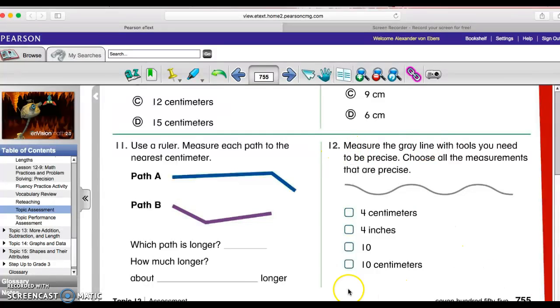Number 12, skip. Cross it out, make an X. You don't have to make a big detail about it. Just make an X and skip. Go to the next one.